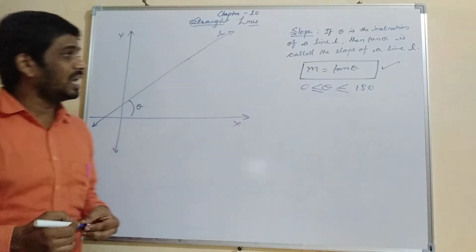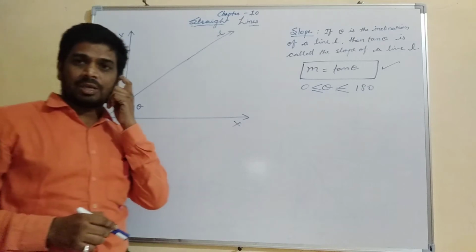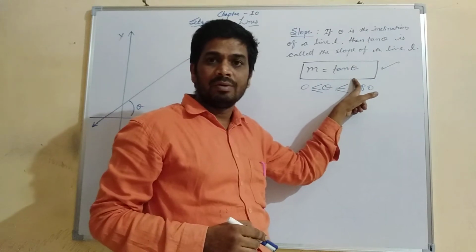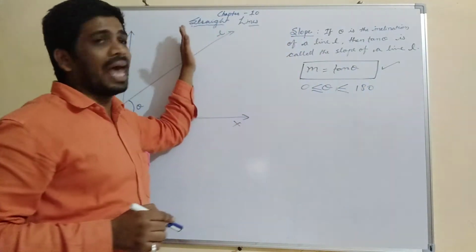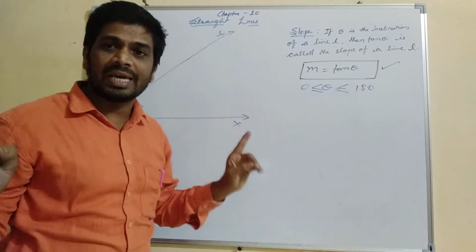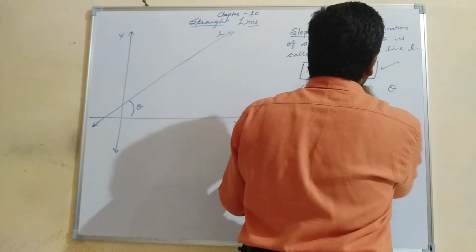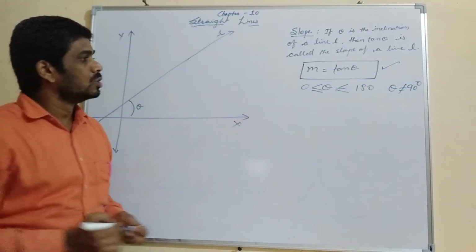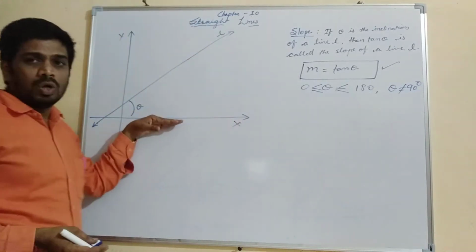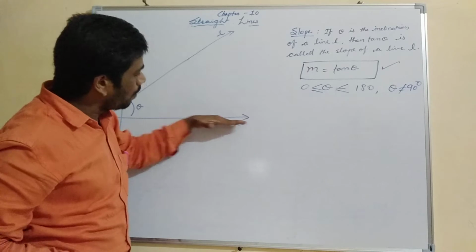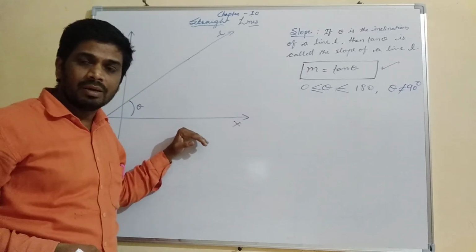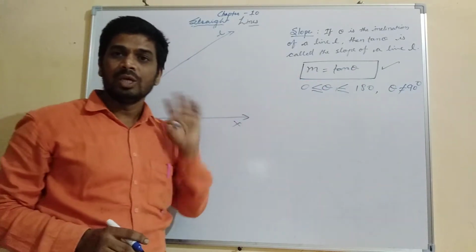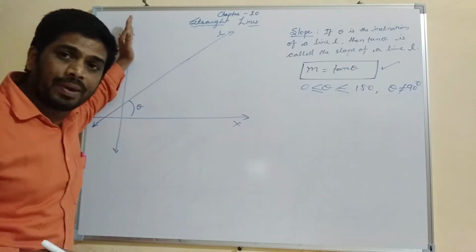So suppose theta is 90 degrees, then tan 90 will be not defined, which means the slope of a line will be not defined when theta is 90 degrees. So theta is not equal to 90 degrees for a defined slope. If theta is 0, what is the slope of the x-axis? Tan 0, and tan 0 will be 0. It means the slope of the x-axis will be 0 and the slope of the y-axis will be not defined.